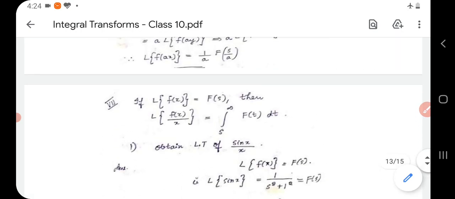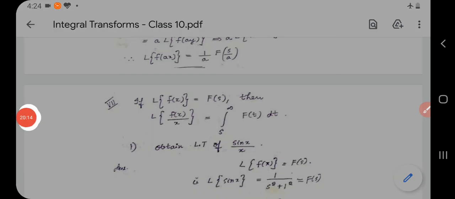Okay, so go through the theorem first and then work out one or two problems based on those theorems. Okay, thank you.